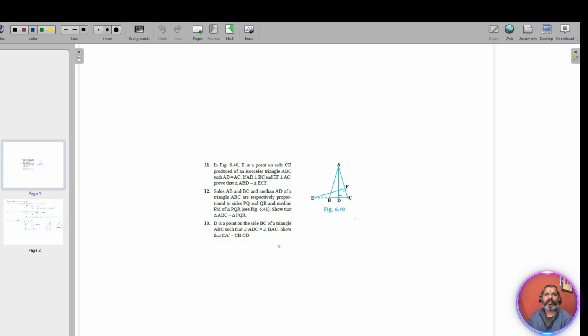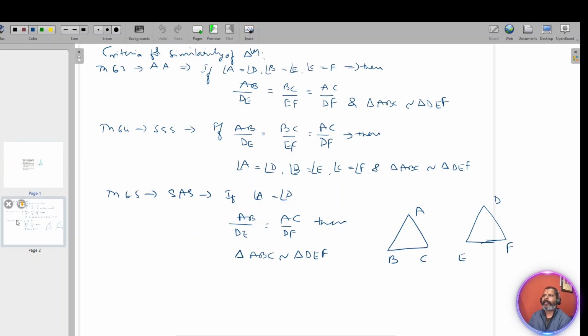Hello students. In this class, we will see the Triangles chapter, last exercise, questions 11, 12, 13 and their solutions. These are based on the similarity criteria, the three criteria.